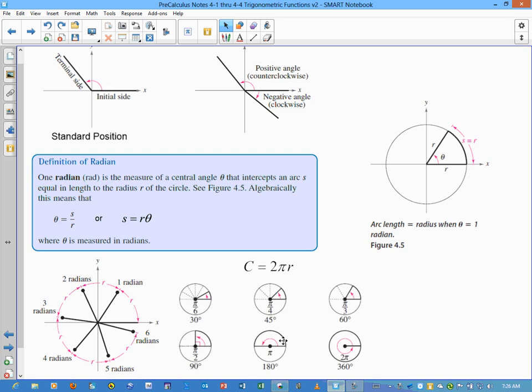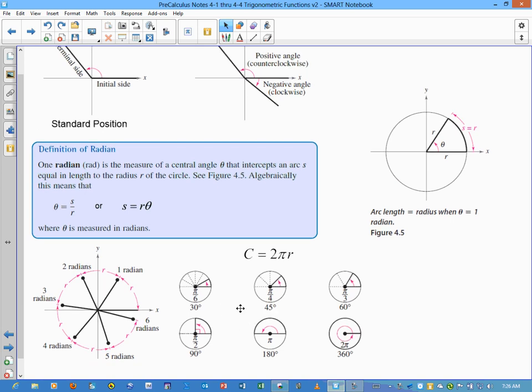Alright, so these are the most important ones that you're going to work with. These are the angle measures you're going to work with most often, so these ones you should know. Since the entire circle is 2 pi, half the circle would be pi. So pi is equal to 180 degrees. In other words, pi radians is 180 degrees.